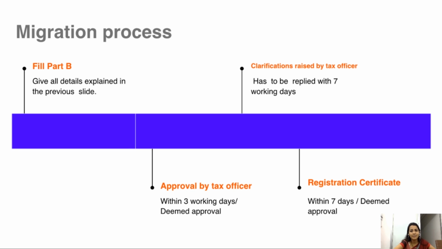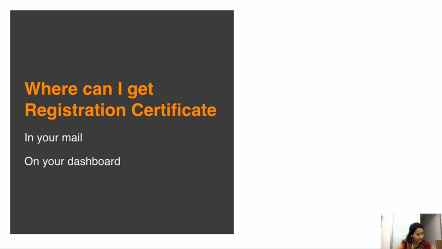So he might raise clarification saying that the photo uploaded by you is not clear, or the copy of the lease premise is not clear. So any of the documents that you have uploaded may not be clear, and that sort of clarification will be raised by the tax officer. You have to reply within 7 days, and after your reply, within 7 days, the tax officer will have to approve and he will release your registration certificate. If he does not approve, automatically the system will approve and you will now get your registration certificate.